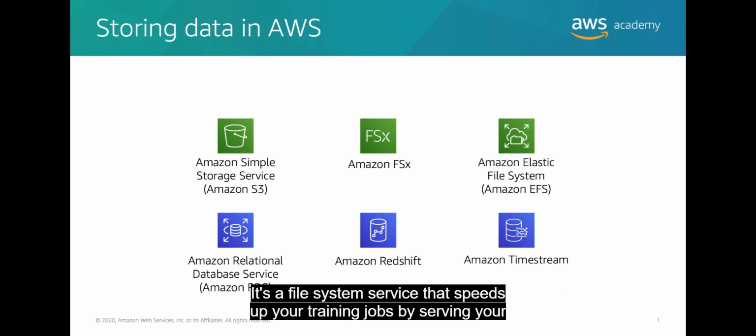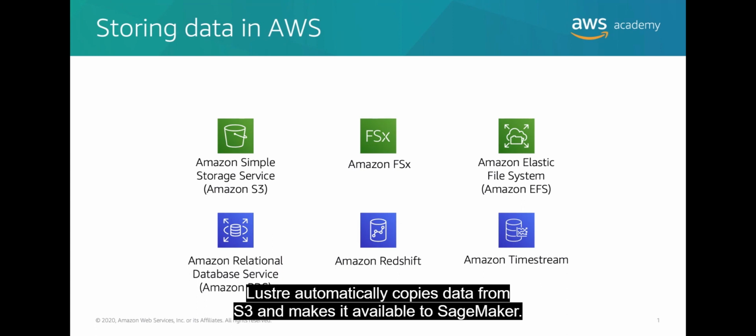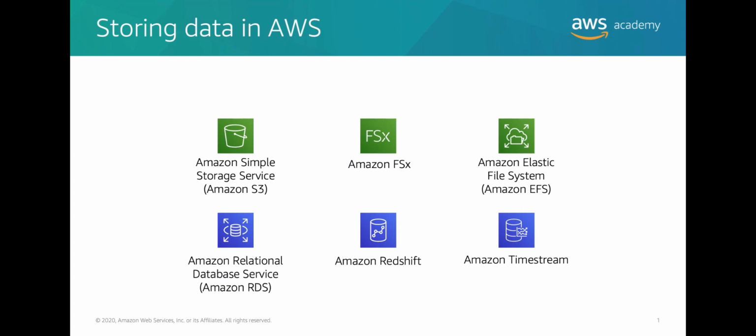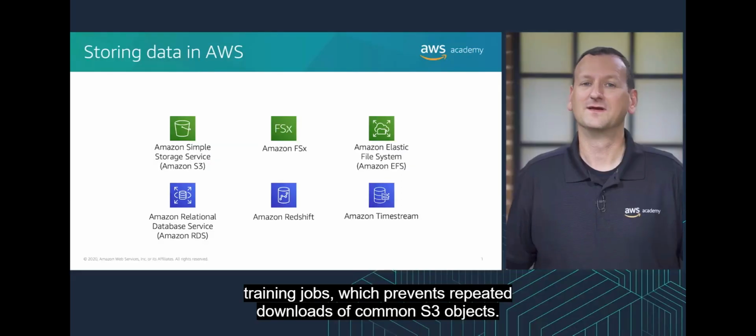It's a file system service that speeds up your training jobs by serving your S3 data to Amazon SageMaker at high speeds. The first time you run a training job, FSx for Lustre automatically copies data from S3 and makes it available to SageMaker. You can use the same Amazon FSx file system for subsequent iterations of training jobs, which prevents repeated downloads of common S3 objects.